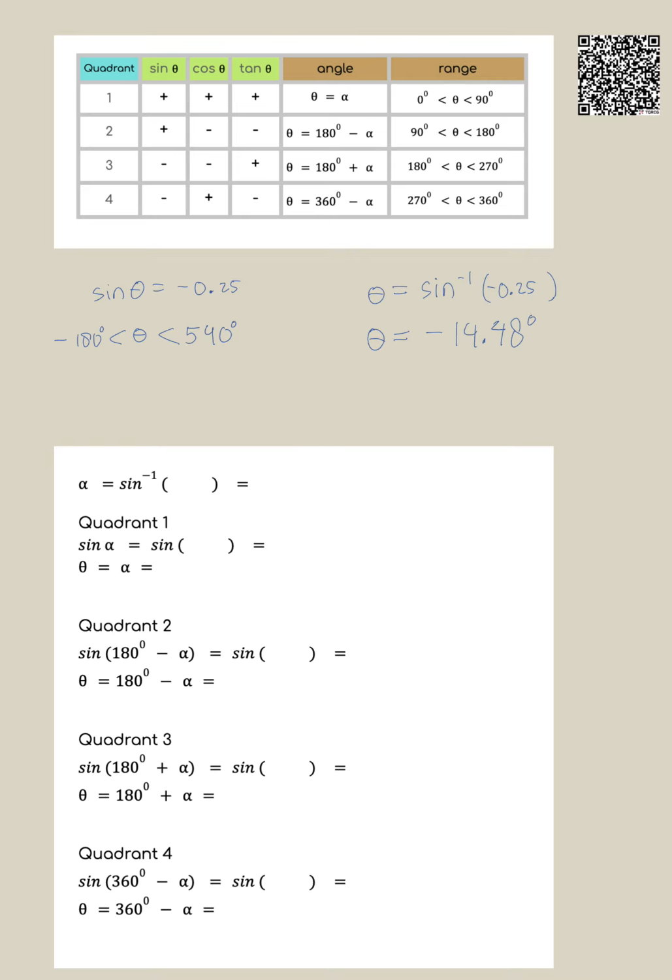Is this a correct answer? Yes, because negative 14.48 is within the range here. It's between negative 180 to 540. Will you get the full mark if you answer this way? No, because you have 3 more answers. It's not only this one answer. And how do we get the other 3 answers?